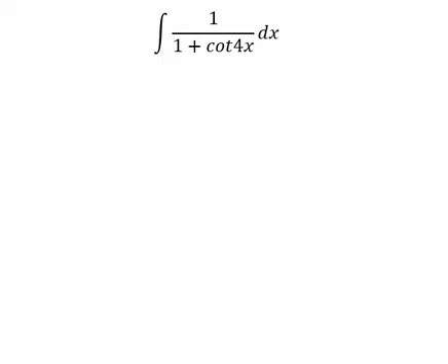Hello everybody. So today I want to talk about calculus, the topic that is about integration. So now I want to show you how to answer.